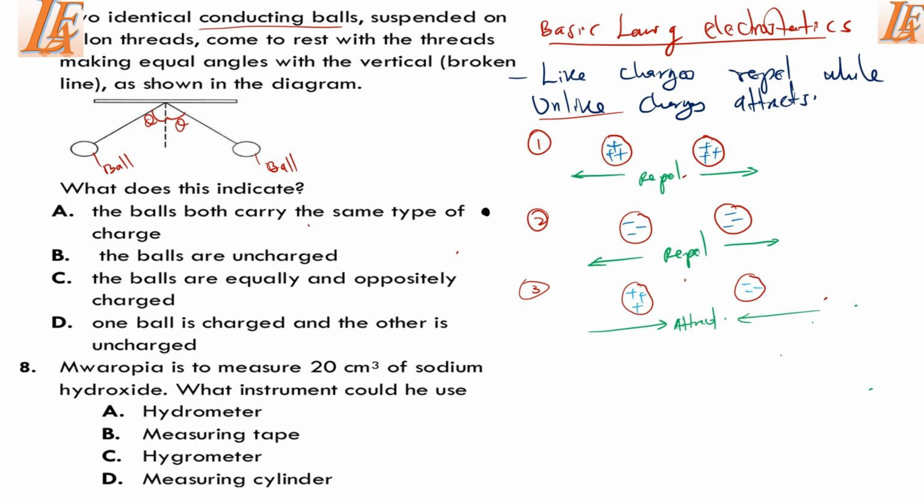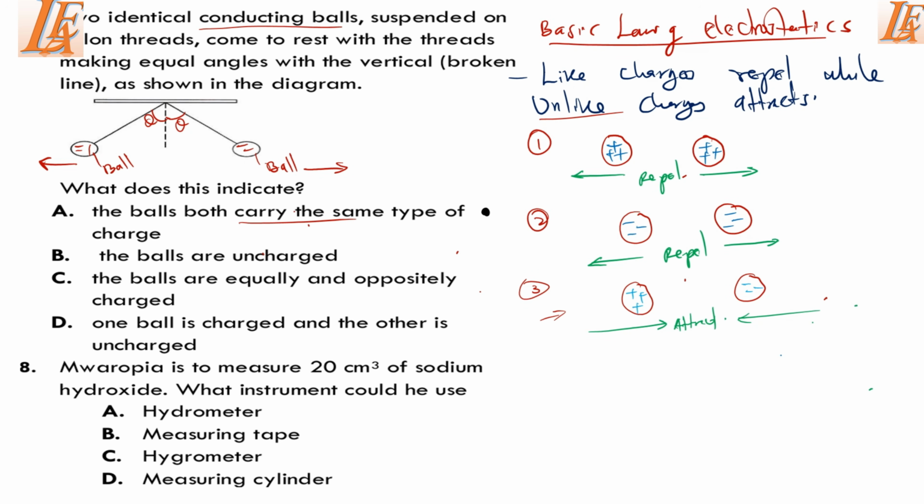Now if we look at the diagram that we have, the balls are not moving close to each other, they are moving away from each other. It's either they are positively charged like that, or if they are not positively charged, then the two of them are negatively charged, but the main thing is that they have like charges. So the correct answer in this case is that the two balls have the same type of charge.